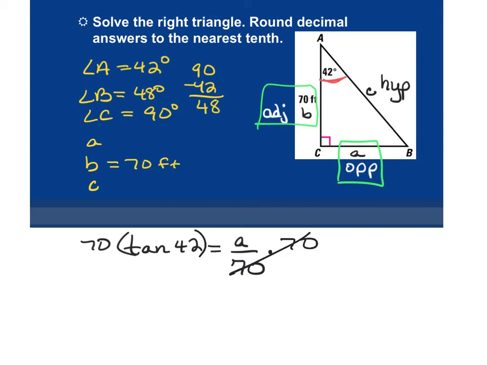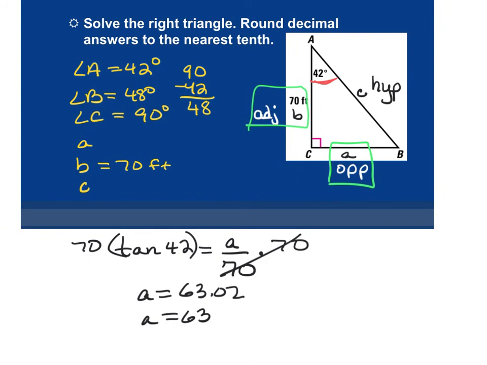I get 63.02. So I'm going to round it to the nearest degree. So, I'm sorry, it's not a degree, it's a side length. Let's round it to the tenths place. So 63.02 is just going to be 63. Now let's find the hypotenuse.